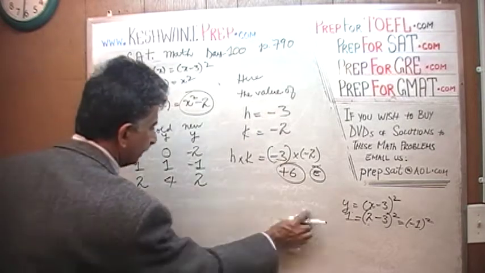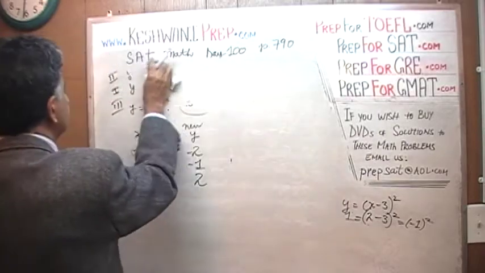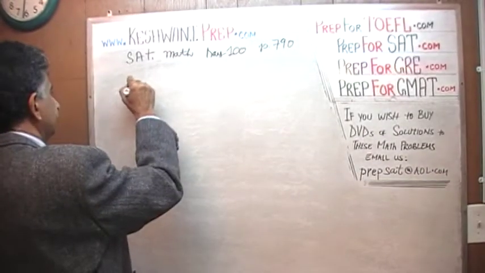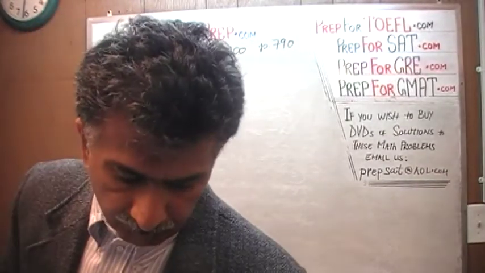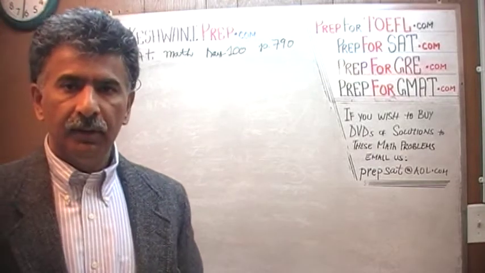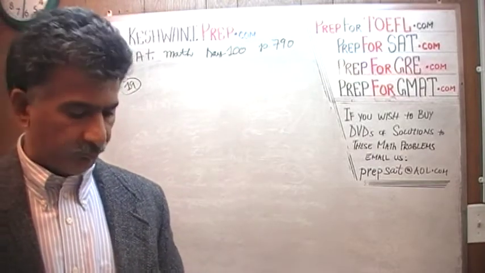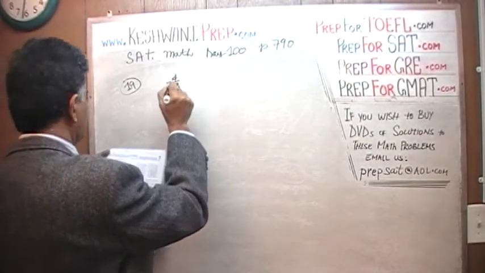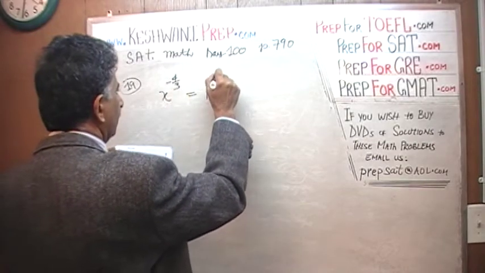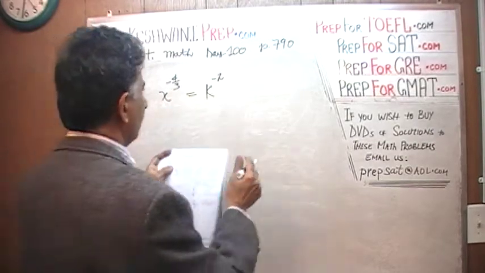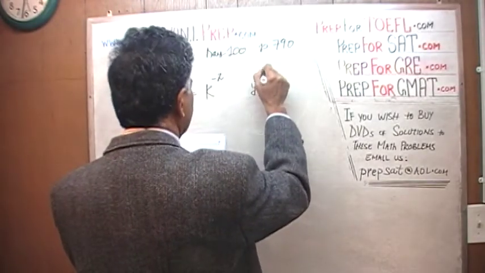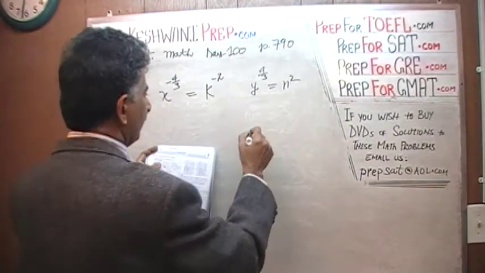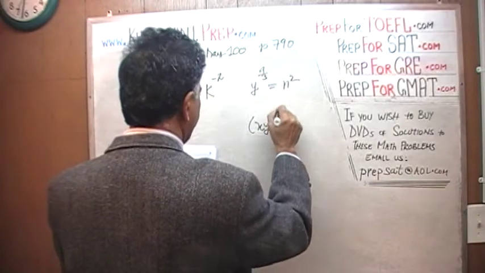Number 19. Number 19 deals with the concept of exponents. All they want to see here is if you know how to manipulate your exponents. That's all it is. We are told that x raised to -4/3 equals k to the -2nd. We are also told that y raised to 4/3 is equal to n squared. The question is, how much is x times y raised to -2/3?